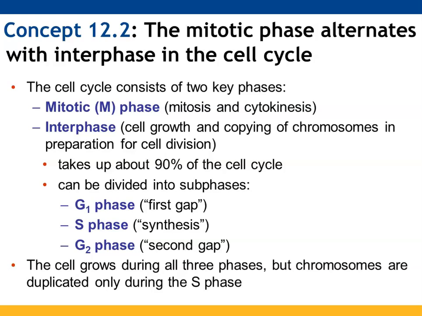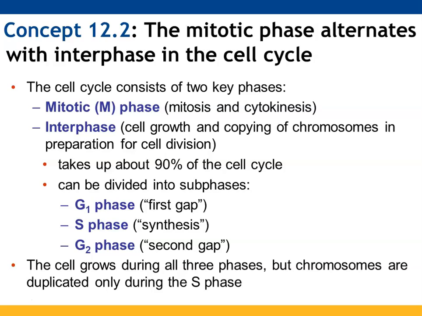Mitosis alternates with interphase as part of the cell cycle. You have the mitosis, the M phase, and then you have interphase taking place, which is what the majority of the cell cycle is going to be. This is when your chromosomes get duplicated. This is when the cell grows and is getting ready to undergo that division process.